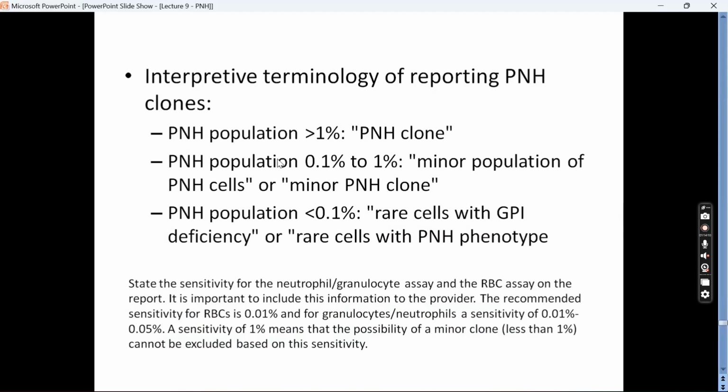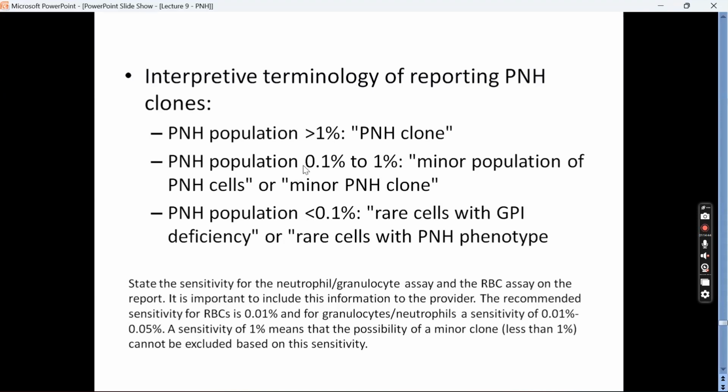When you find a PNH population greater than 1%, you need to call it PNH clone detected. When you're finding a PNH population in neutrophils or monocytes, whichever is greater. For example, in granulocytes you're finding 0.8% and in monocytes 1.1%. Still, it will satisfy this. So for a PNH population greater than 1%, you need to use the term PNH clone detected.